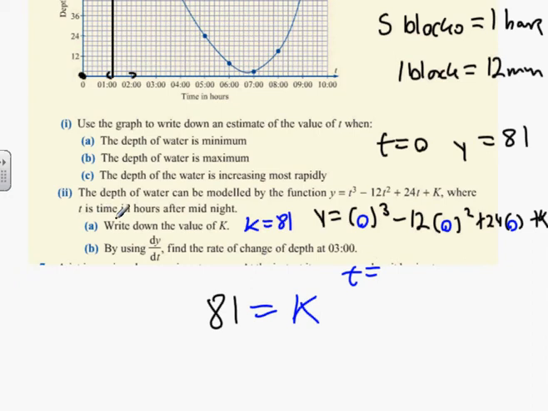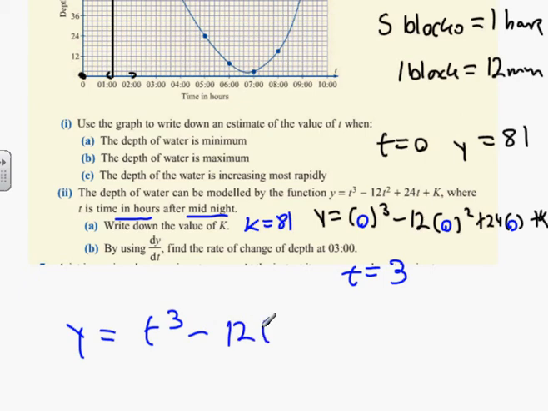It says t is the time in hours after midnight. So how many hours after midnight is 3 a.m. in the morning? So t equals 3. We know our function now is the depth function. This tells us how deep the water is with regards to the time. We know that it's now like this.